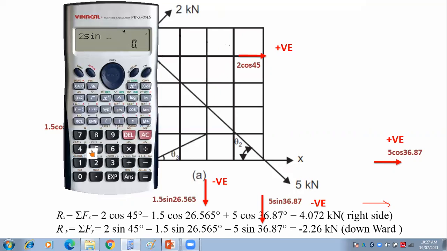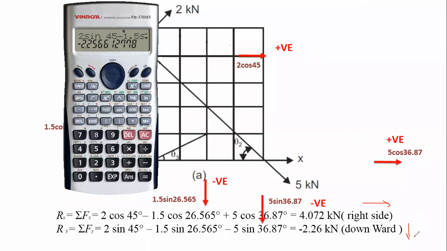2 sin 45, which is going vertically upward, minus 1.5 sin 26.56 downward minus 5 sin 36.87 downward. Now if you calculate this one, you'll be getting the answer minus 2.56 kilonewton. This force is going vertically downward. That's why answer is negative. It is indicating that the force is going in the downward direction.